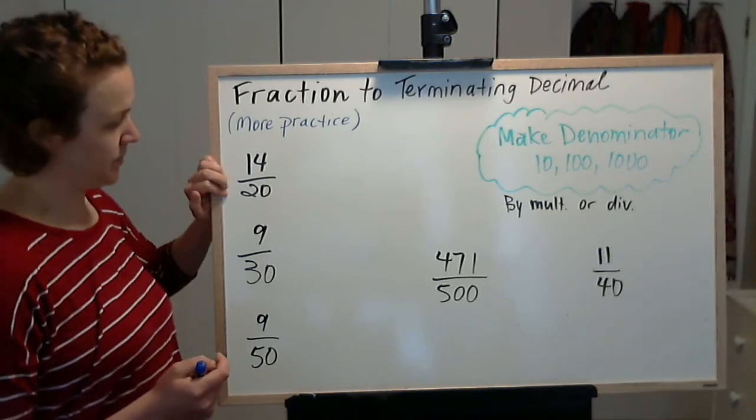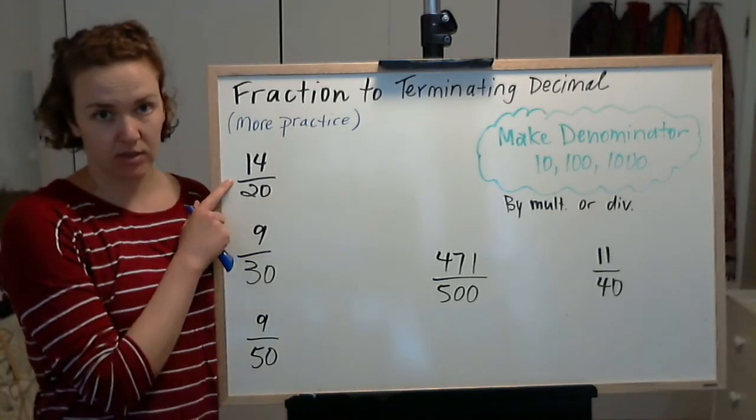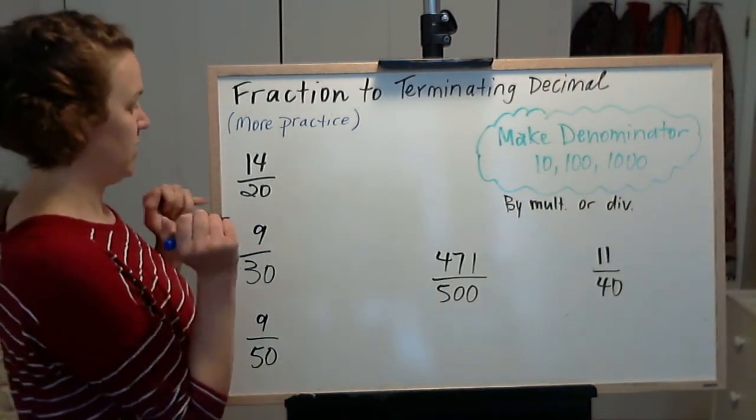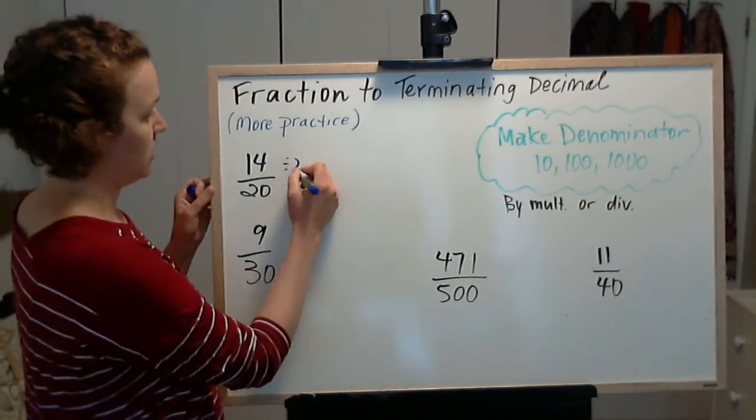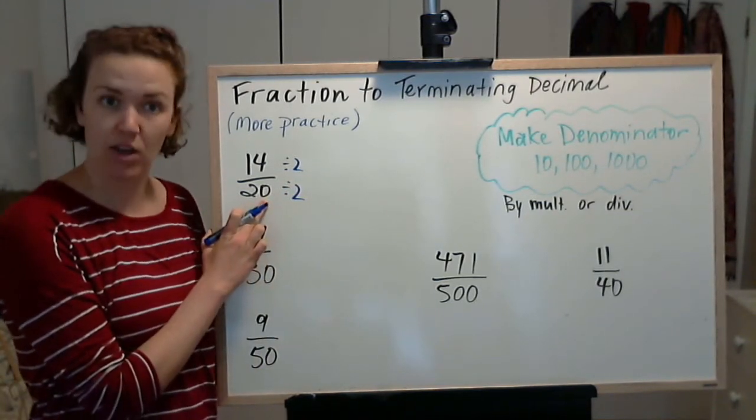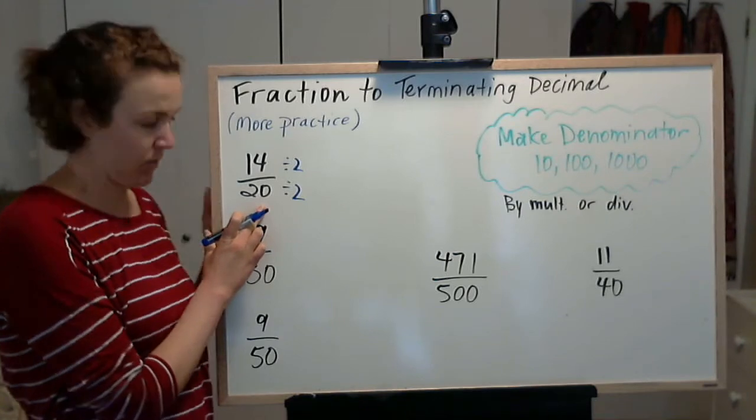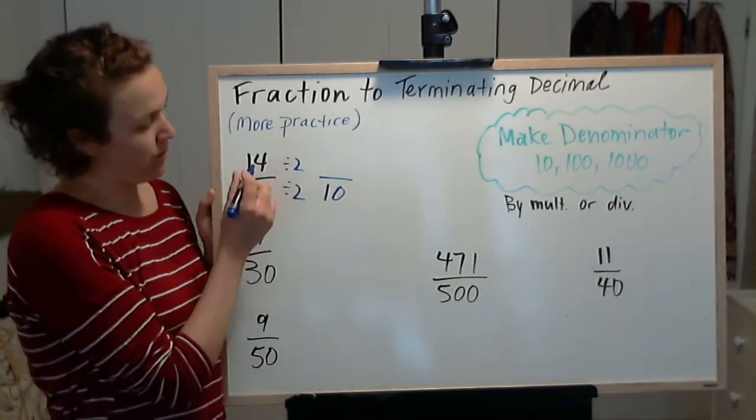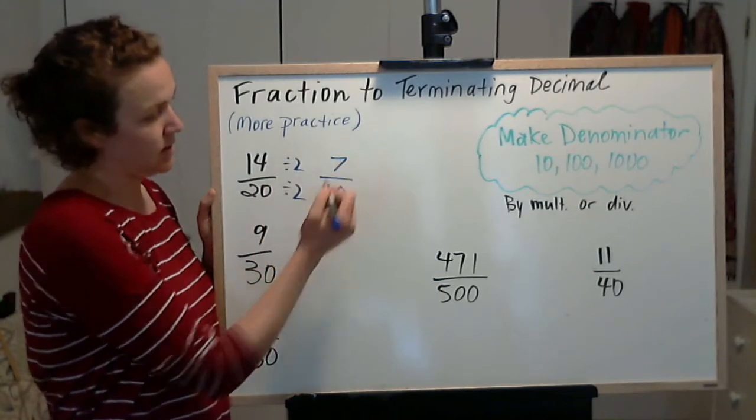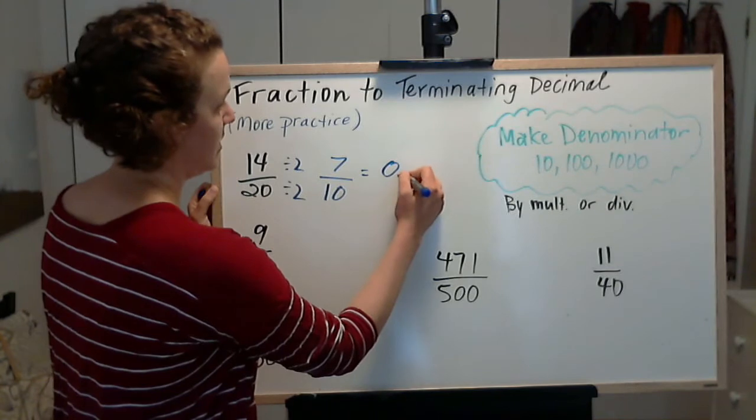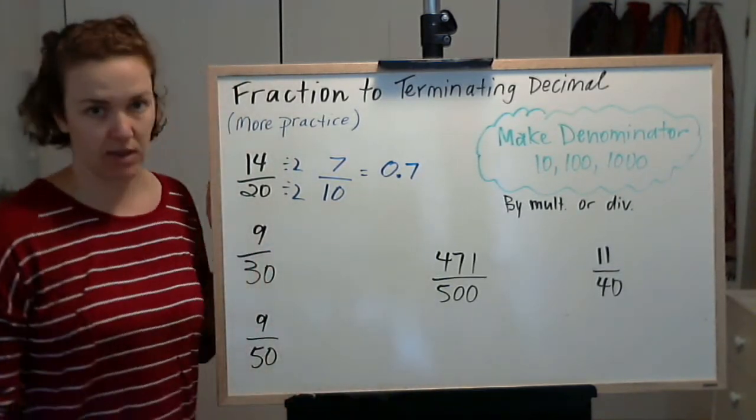14/20ths. These are both even, so I can actually divide both of these. I'm going to divide the top and bottom by 2. And that will give me the denominator of 10. 20 divided by 2 is 10. 14 divided by 2 is 7. And now I can write this as a decimal, 7/10, 0.7.